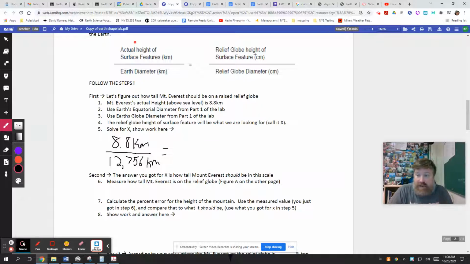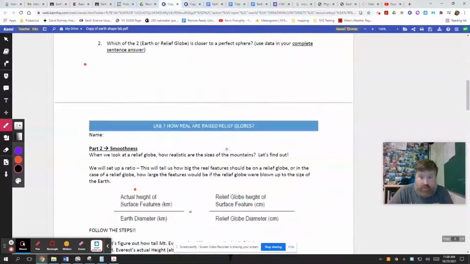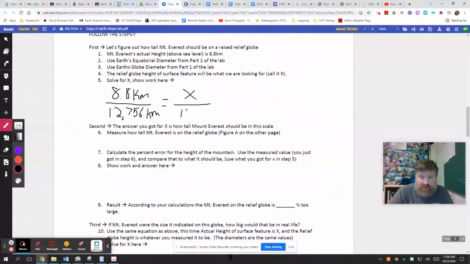Relief height, how tall would that be on the globe? Well, that's what I'm trying to figure out. So that's going to be X, and we'll divide that by the size of the relief globe, which was 15.5 centimeters. And this is what this will answer for me. And again, if you're getting lost, what this will answer for me is how tall should Mount Everest be if it's a real life scale model on a globe that's 15 centimeters across. Okay? So we have to cross multiply. This is going to take a sec. Be patient. You'll get there.